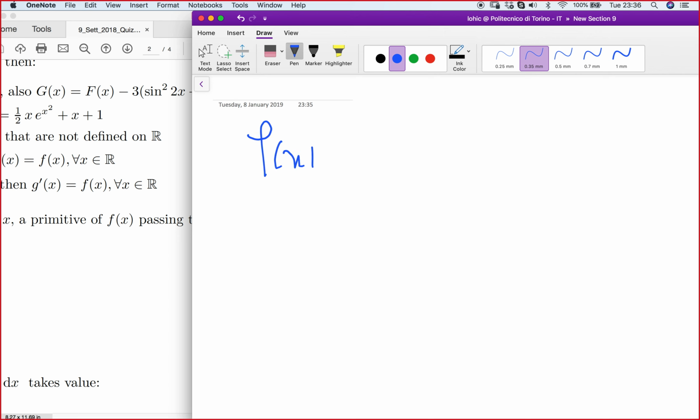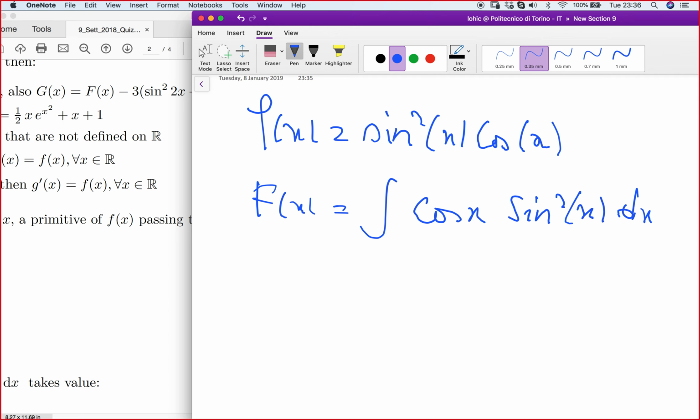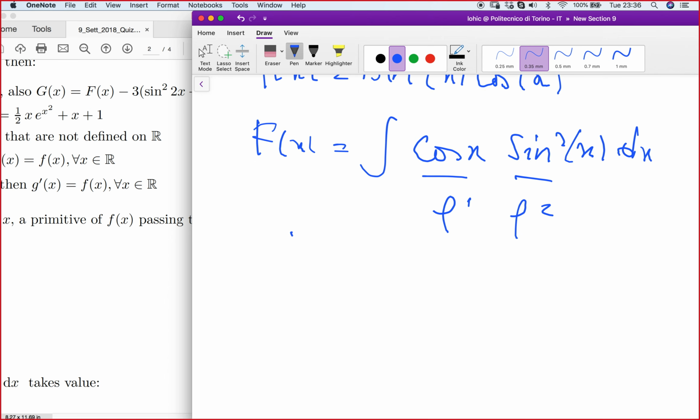So the function is f of x equal to sine square of x multiplied by the cosine of x, right? So to find the primitive of f of x, it should be the integral of cos x multiplied by sine square of x. It is the same thing, right? Is there any doubt? Okay, now you will probably remember that the cosine is the derivative of the sine. So I am integrating f prime multiplied by f square.